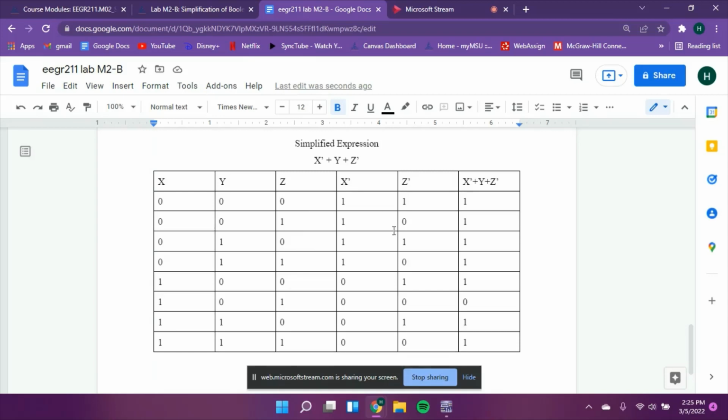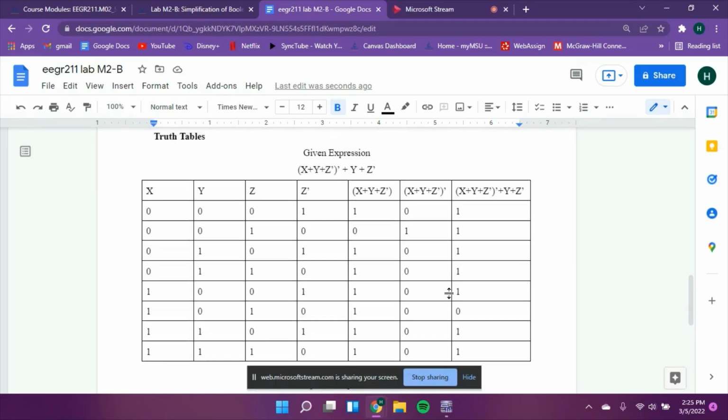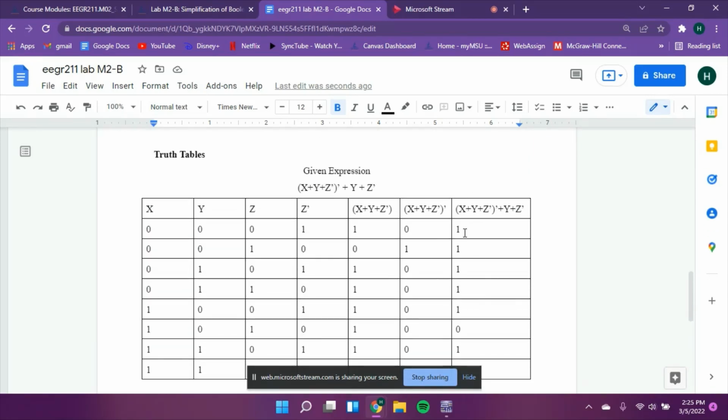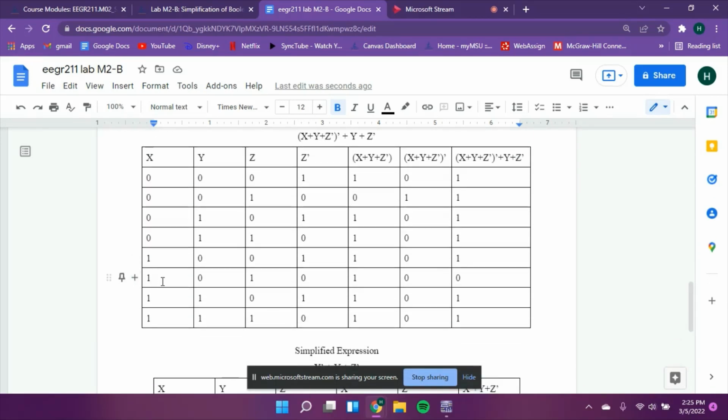If x is 0, or if z is 0, or any other combination of inputs, the output will be 1. But if x and z are equal to 1 and y is equal to 0, then the output of the entire expression will be 0.